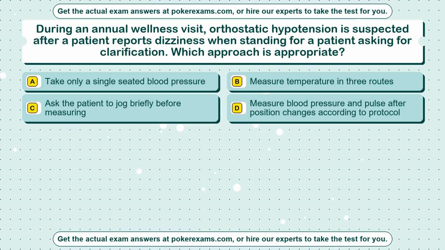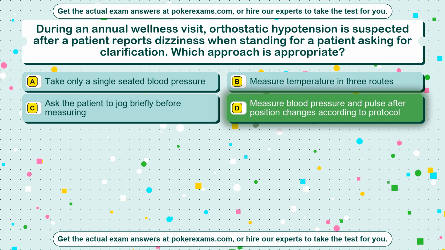Question 3. During an annual wellness visit, orthostatic hypotension is suspected after a patient reports dizziness when standing for a patient asking for clarification. Which approach is appropriate? Option A. Take only a single seated blood pressure. Option B. Measure temperature in 3 routes. Option C. Ask the patient to jog briefly before measuring. Option D. Measure blood pressure and pulse after position changes according to protocol. The correct answer is option D.